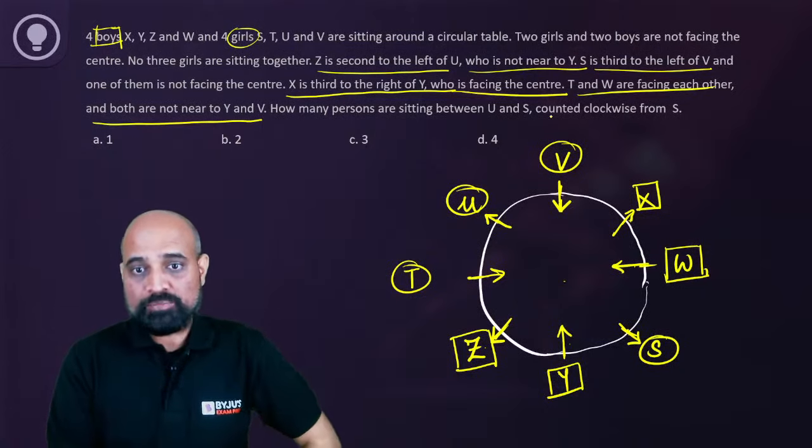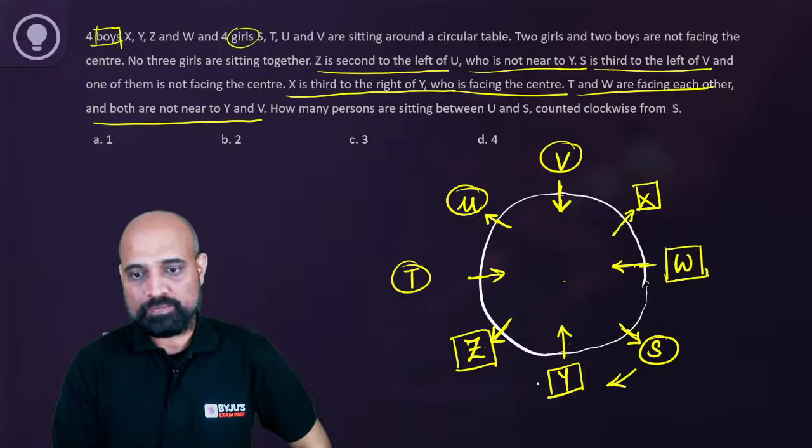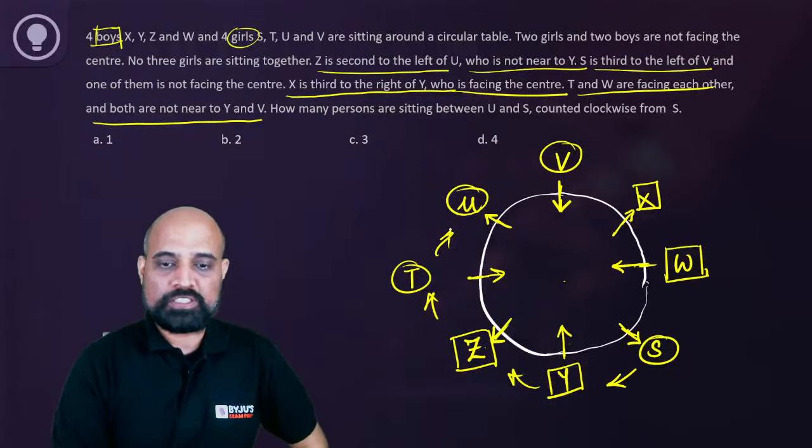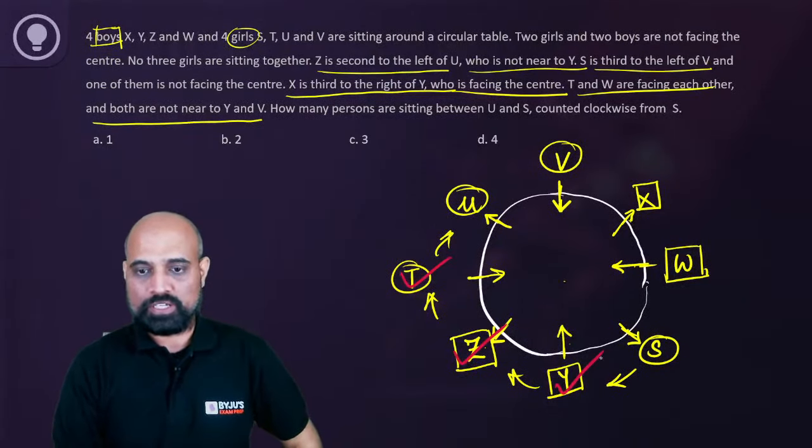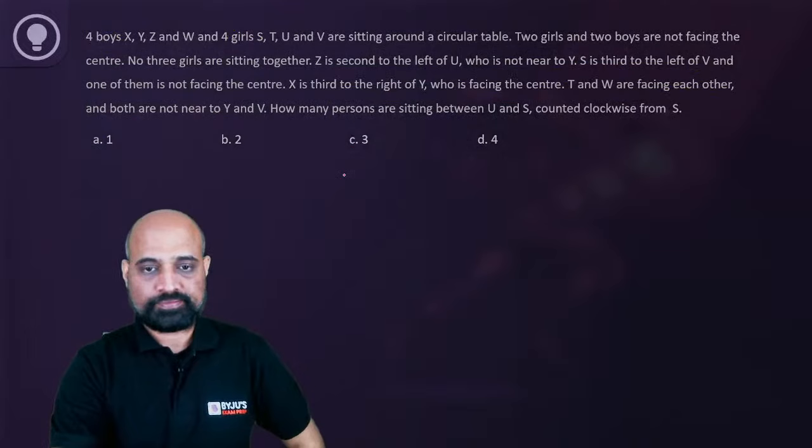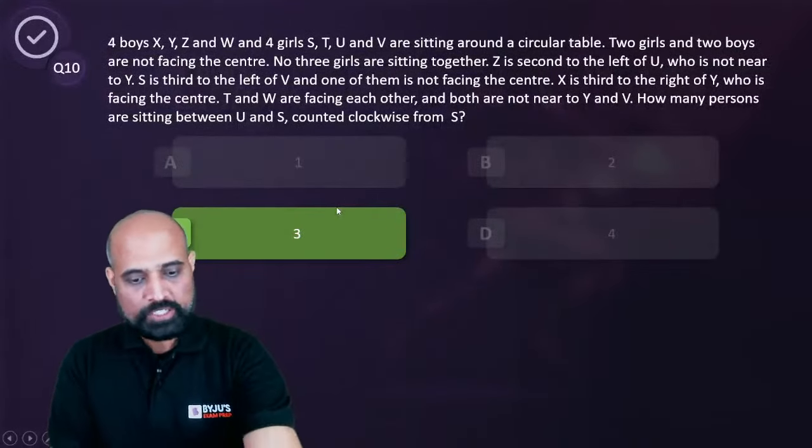How many people are sitting between U and S, counted clockwise from S? So S से clockwise में अगर जाएंगे तो S and U के बीच में how many people do we see? So we see 1, 2, 3. So we see 3 people. 3 is the answer.